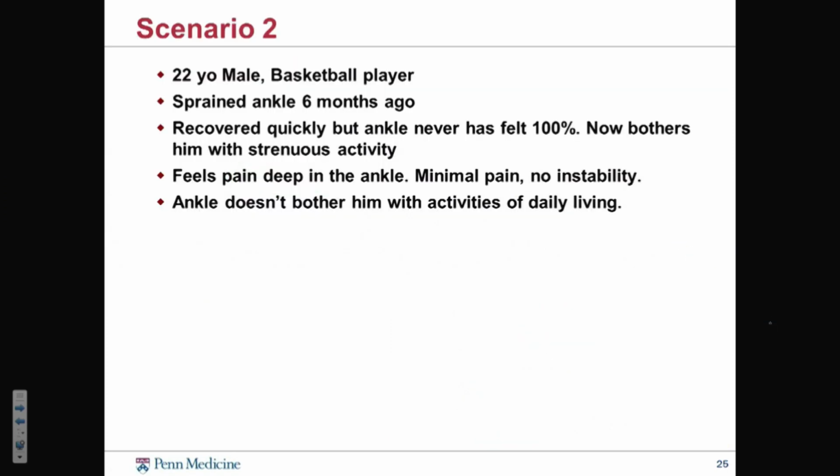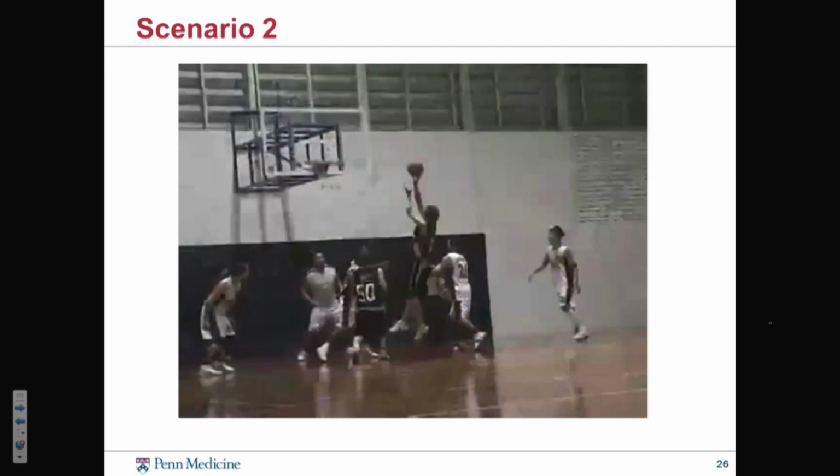So the next scenario is a 22-year-old male basketball player, sprained his ankle about 6 months ago. He recovered fairly quickly, but the ankle's never quite felt right, never 100%, and it bothers him a lot with strenuous activity. The pain is sort of deep in the ankle, doesn't have any instability, doesn't really have any pain day to day, but when he's trying to play sports, this is still limiting him.